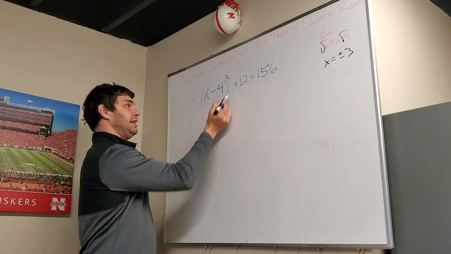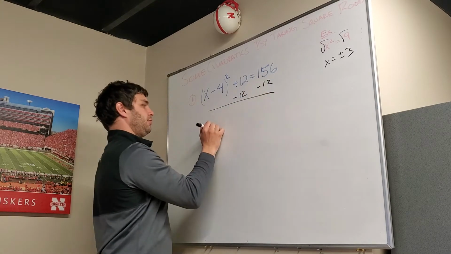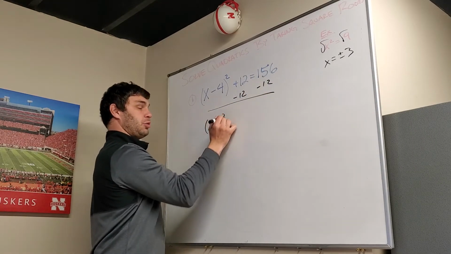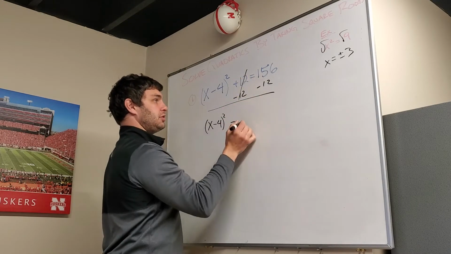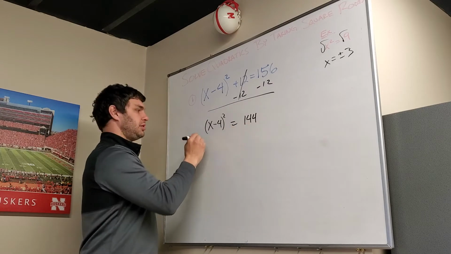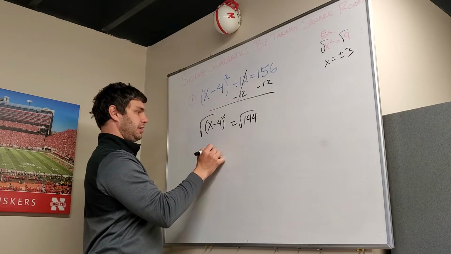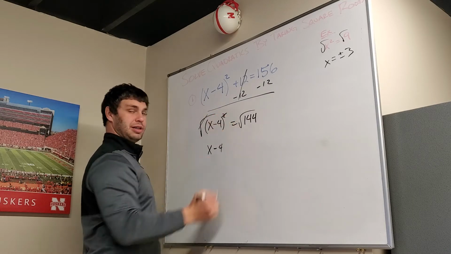Let's see what happens. We're trying to get that part by itself, so I'm going to subtract 12 from both sides. I'm left with (x minus 4) quantity squared equals 144. Okay, so I still have to take the square root of both sides, but when I do that, the square root and the square are going to cancel.